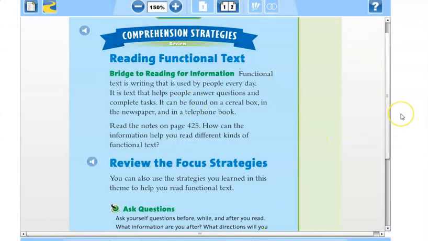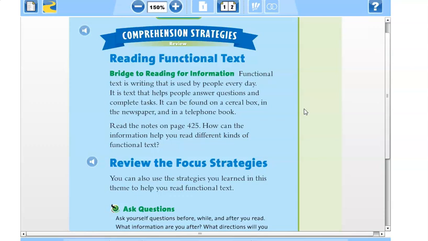All right, so we're going to look at page 424. If you would please open up. And we're going to be reading and discussing some different comprehension strategies. So first of all, reading functional text. Okay, so bridge to reading for information.